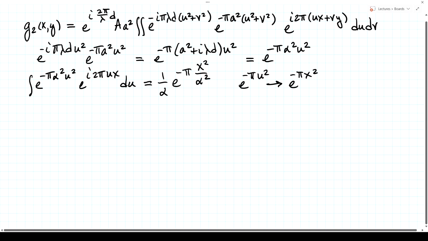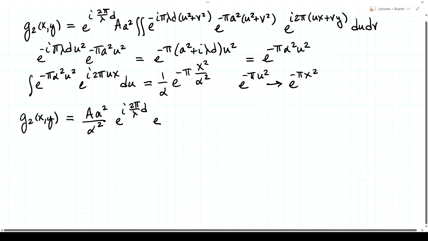So if we do that also for the v terms, which will be identical, just with v's instead of u's and a y instead of an x, and then include these factors out in front, we get that g2 of x and y will be big A, little a squared. We're going to get a 1 over alpha for each of the u and the v terms, so that'll give us a 1 over alpha squared, e to the i 2 pi over lambda d, and then these types of terms for both x and y.